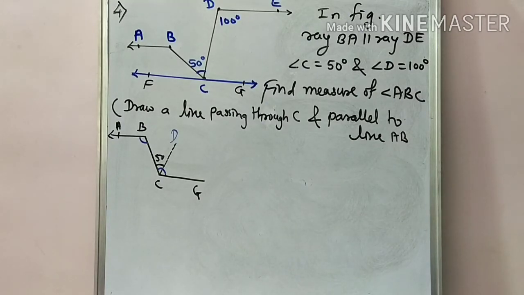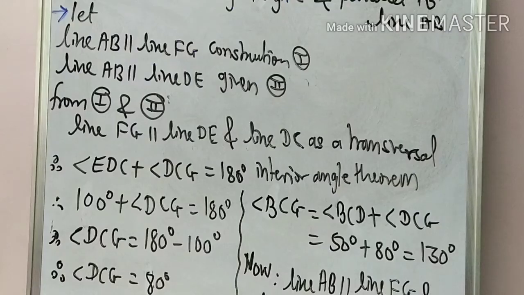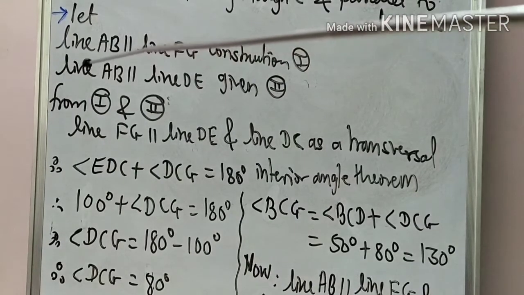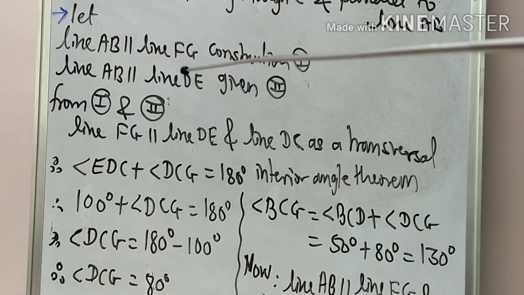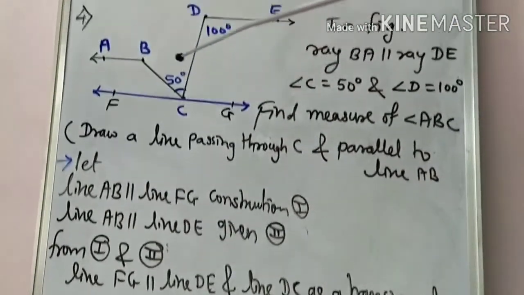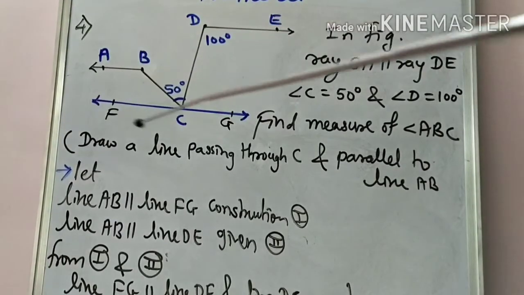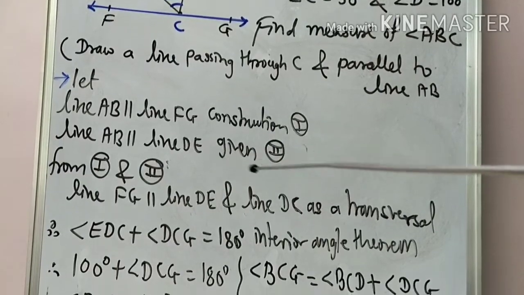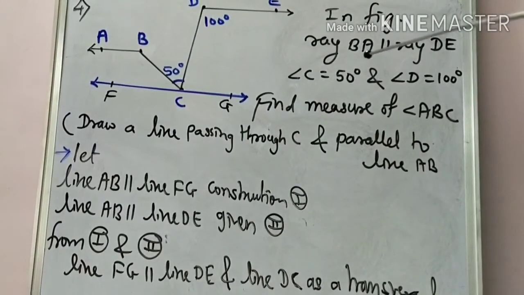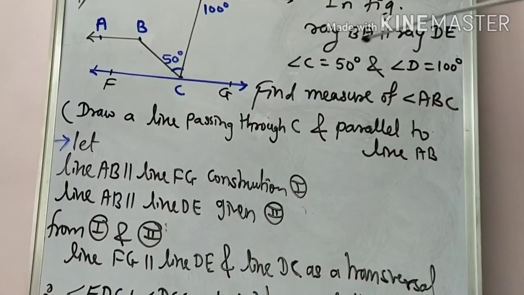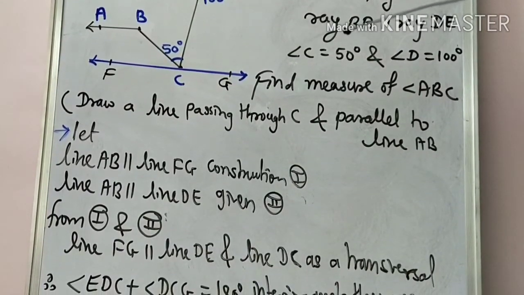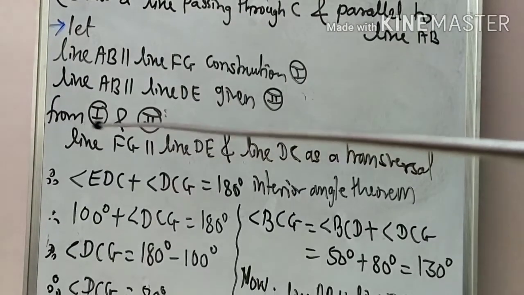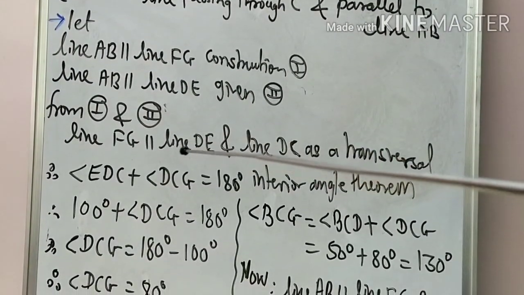Okay, so pay attention over here. Like this we write down these steps. Line AB is parallel to line FG by construction, and line AB is parallel to what? Line DE, which is the given part. Ray BA parallel to ray DE means we name it as line AB parallel to line DE. So from 1 and 2 we can say FG is parallel to what?